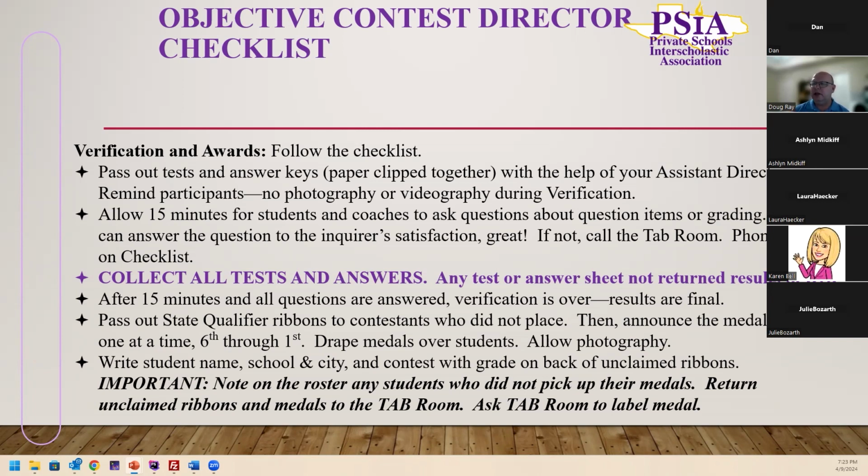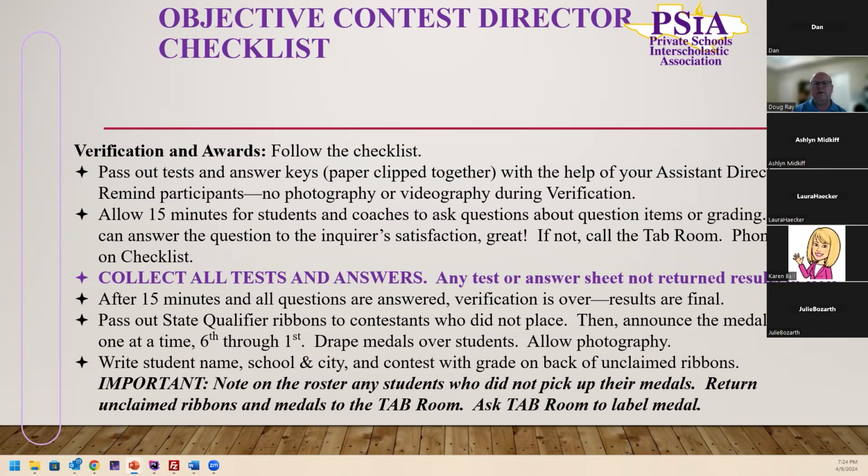That's after the 15 minutes and all the questions have been answered. If somebody raises an objection during the verification at 14 minutes and 30 seconds, the verification period is still not over until that question has been resolved. After verification is declared finished, that's when the results are final. Whatever the scores are, they stay.